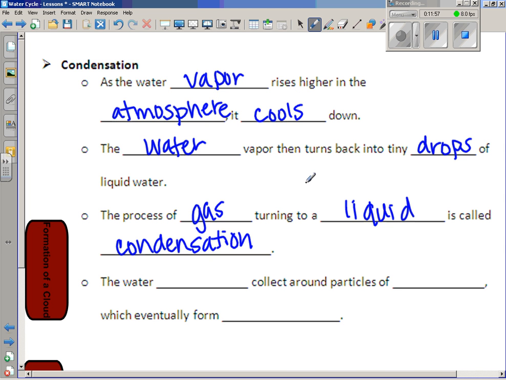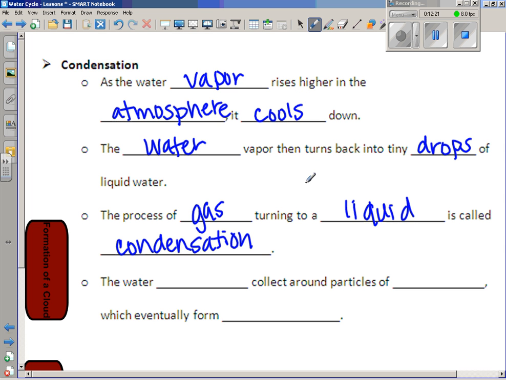So whenever you put your hands over your mouth and you exhaled water vapor, whenever you felt that dampness on your hand, that was that gas, that water vapor, that hit your hand and cooled and returned back to a liquid. And that was an example of condensation.